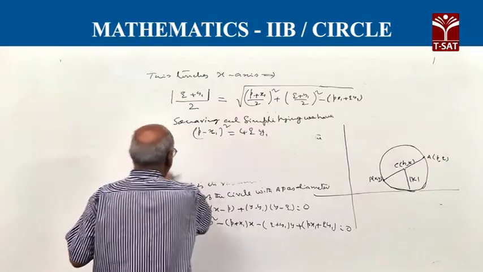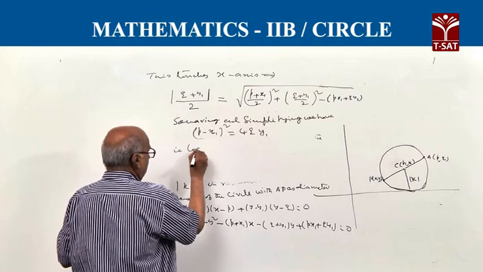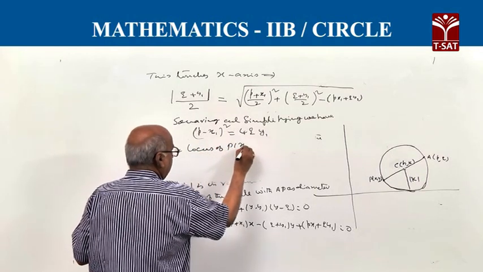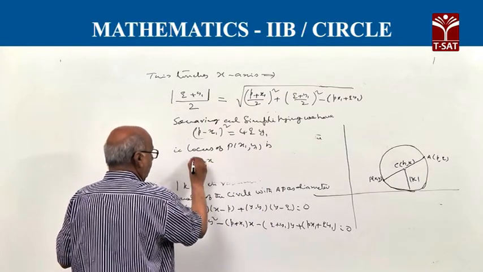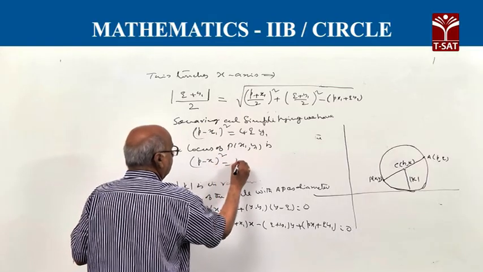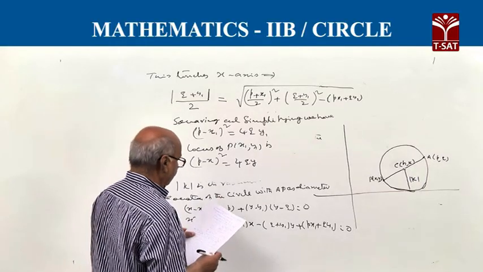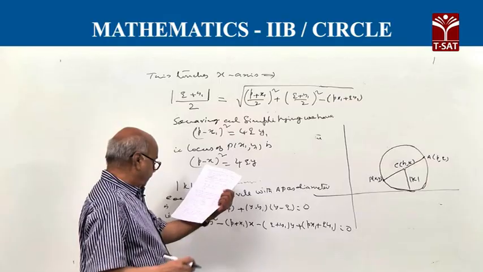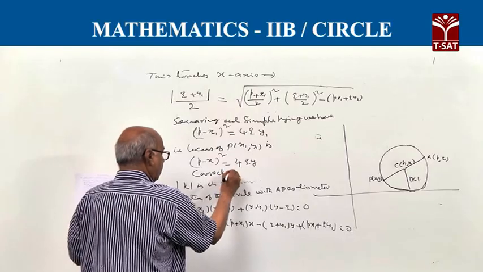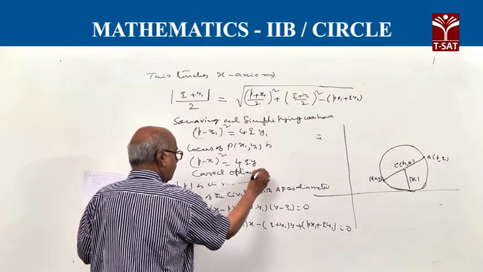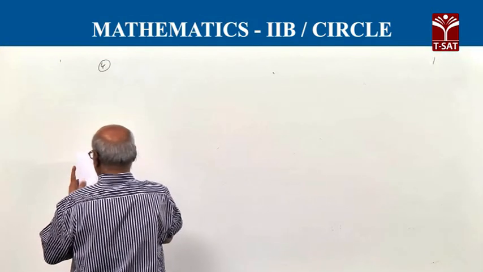So that is the locus of P(x1, y1): (p minus x) whole square is equal to 4qy, or (x minus p) whole square is equal to 4qy. So, the correct option is number 1. Problem number 4.